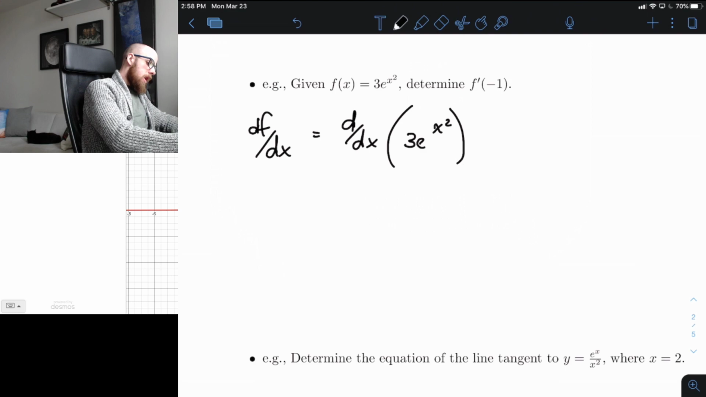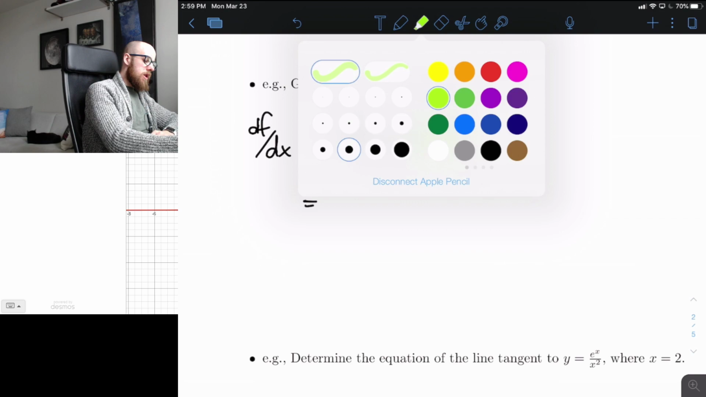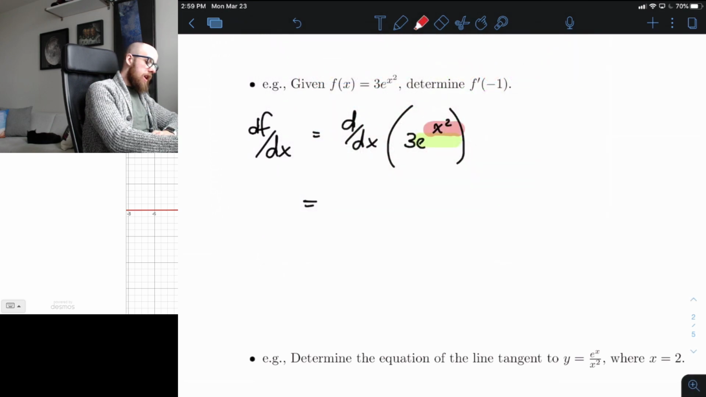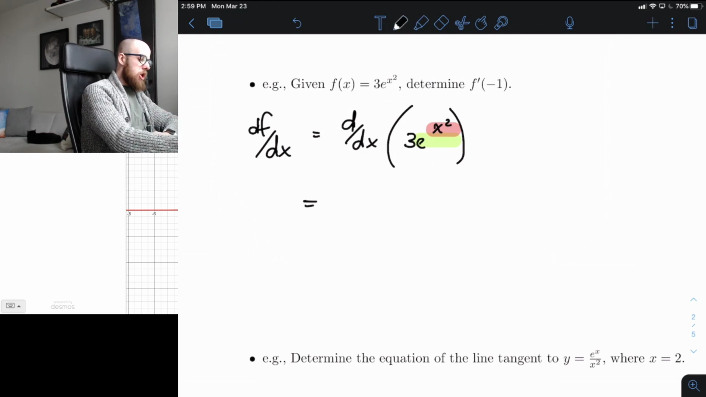Okay. So now for this, what I have to recognize is that I'm going to have to use chain rule here. And the reason why I have to use chain rule is that I have an outer function, right? I have an e to the something function. That's my outer function. But I also have an inner function, right? I also have this x squared inside. And so I'm going to have to apply my chain rule here.